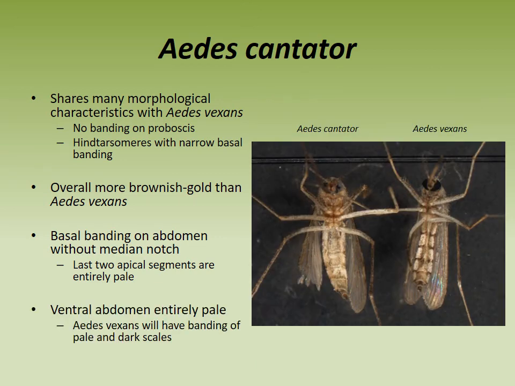And then the underside of the abdomen is really helpful. The ventral abdomen of cantator is going to be entirely pale, whereas Aedes vexans will have the dark portions of the banding seen on the underside. So you can see the vexans here, the dark side is showing through, going all the way around, whereas the cantator is going to be entirely pale.